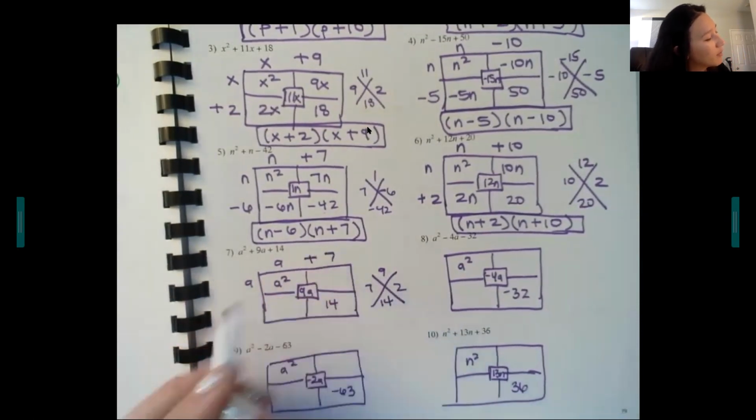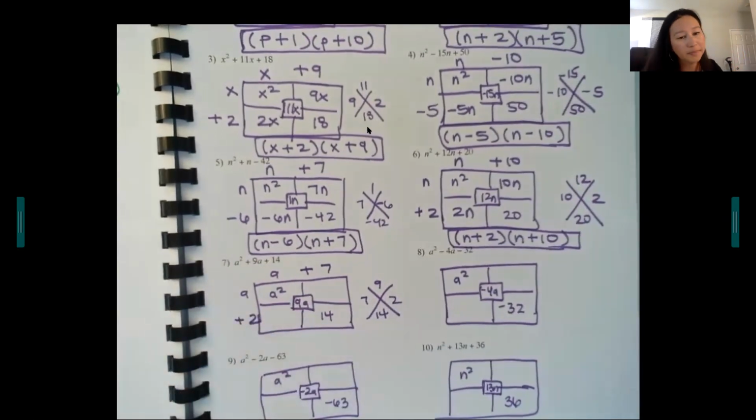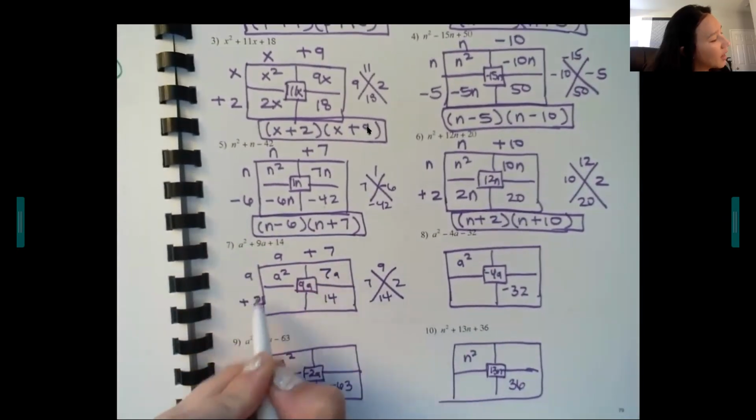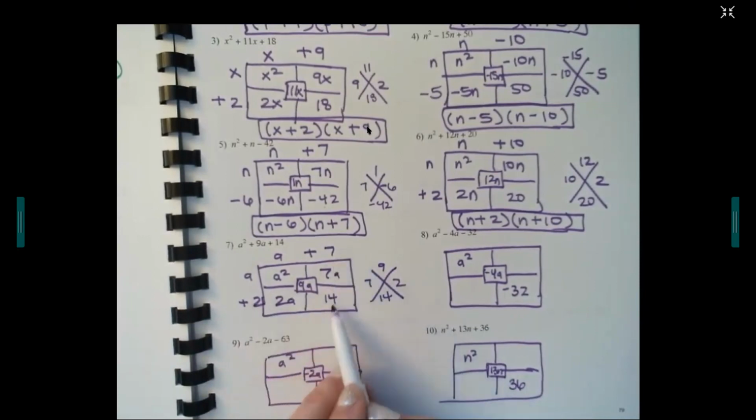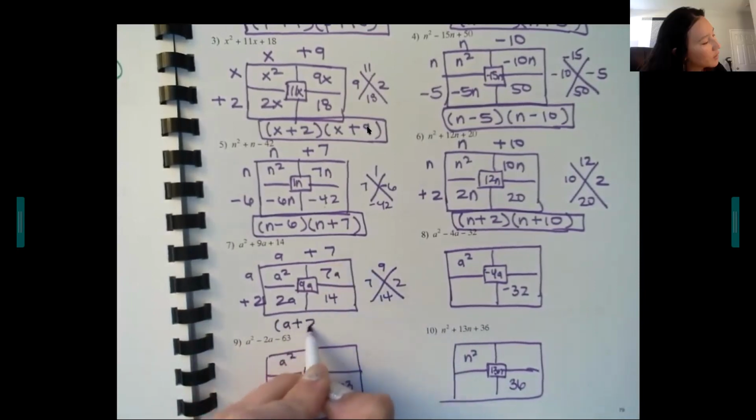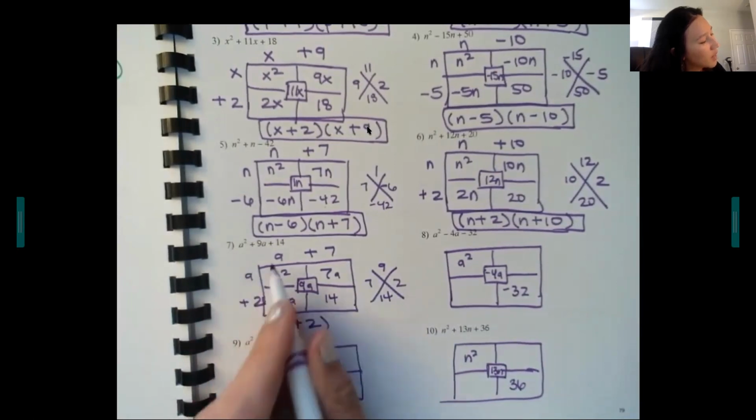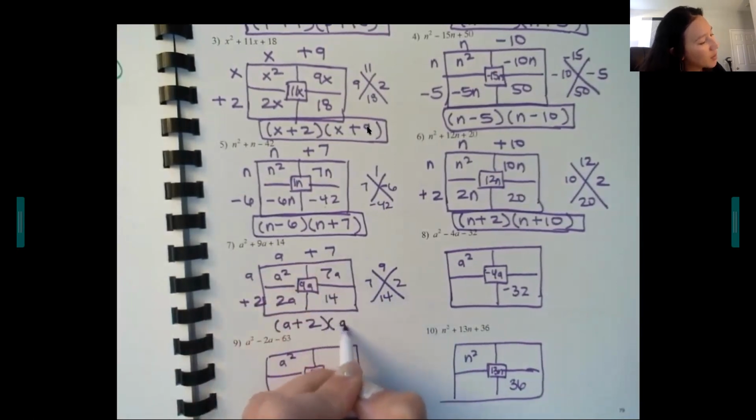So we're going to put our plus 7 and our plus 2. You've got it. So a times 7 gives us our 7a. 2 times a gives us our 2a, which then those two boxes give us our 9a, and 2 times 7 multiply to give us our 14. So our answer is a plus 2 this side times this side, which is a plus 7.